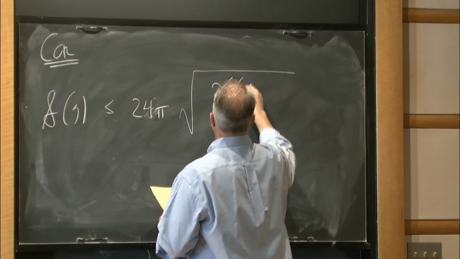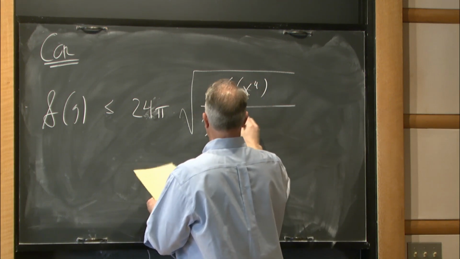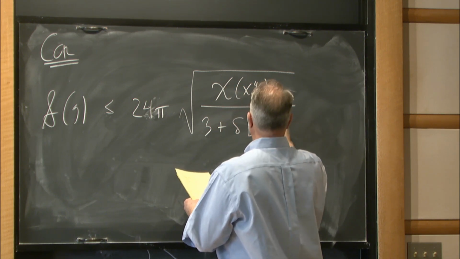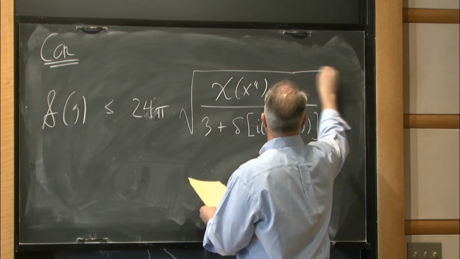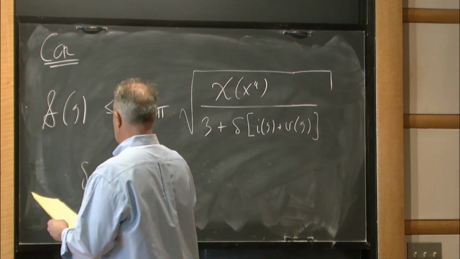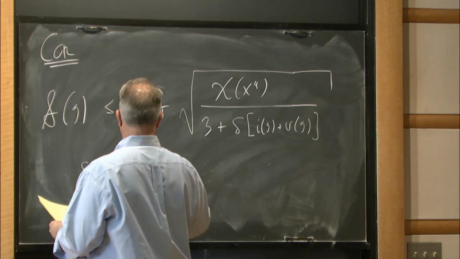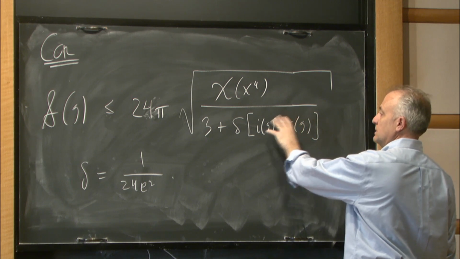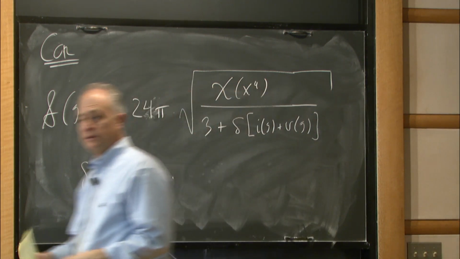So you get the following. You have a topological term, it's the other characteristic, and then here you get 3 plus some constant, I'll tell you what it is in a second, times the index plus the nullity of your Einstein metric. And delta is just, again, this is where the E is hiding, 1 over 24 E squared. So if the index and nullity are really large, this means that the Einstein constant has to be really small. Same spirit though.